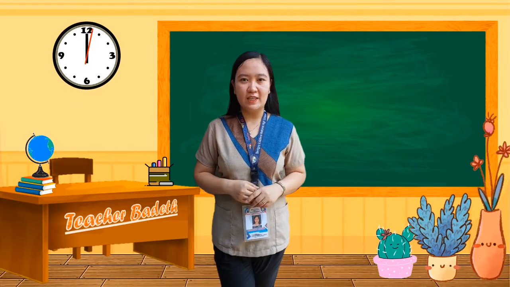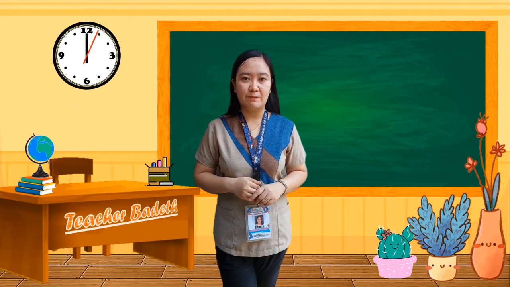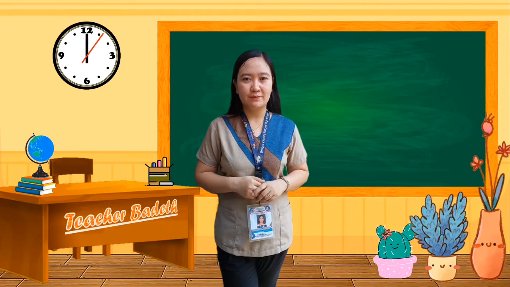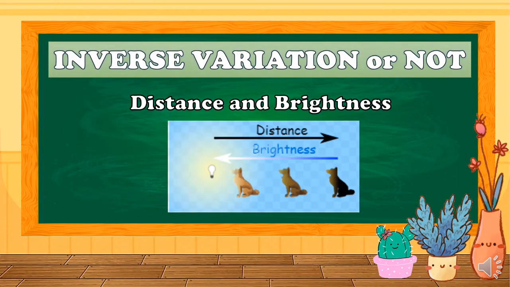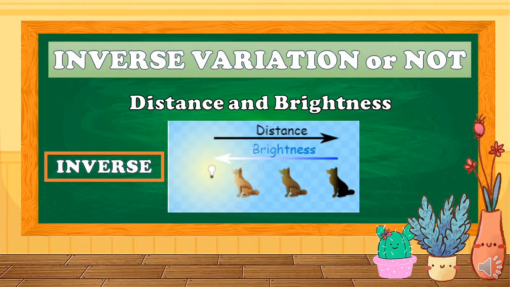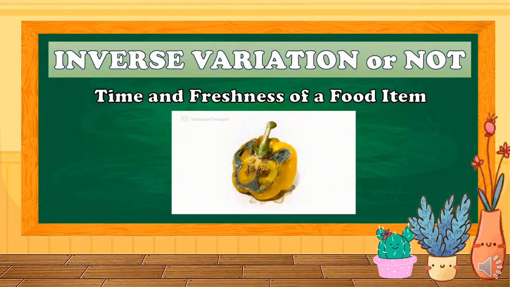Let's have an activity. Identify if the given statements are inverse or not. Distance and brightness. Is it inverse or not? Very good. It is inverse. Because the further away we are from the light, the less bright it is. As the distance increases, brightness decreases. And as distance goes down, brightness goes up. Therefore, this illustrates inverse variation.